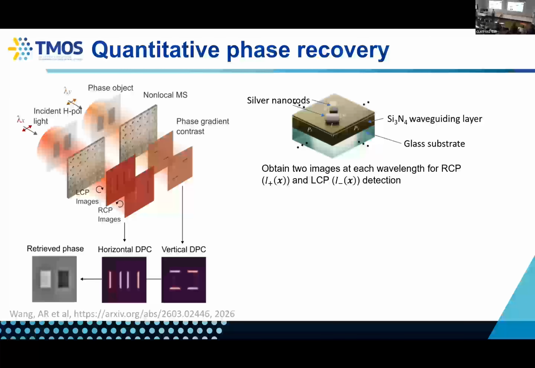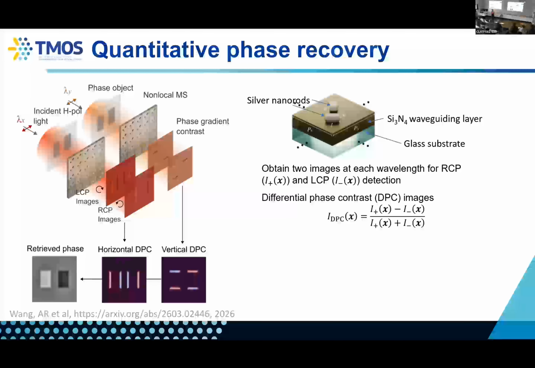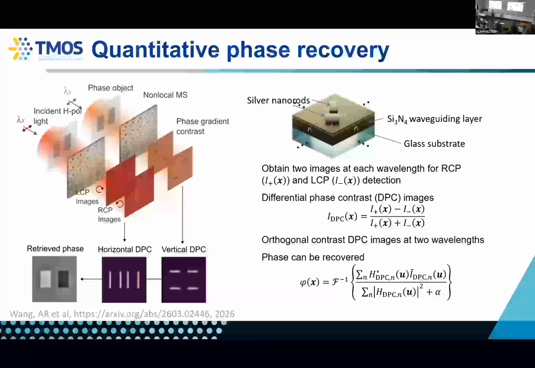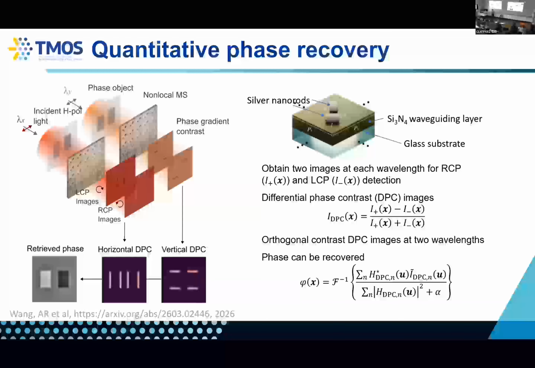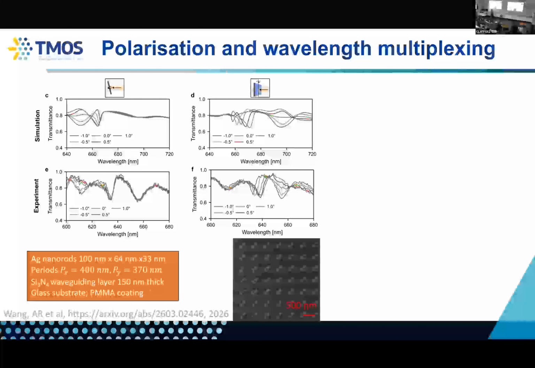We're using a quarter wave plate and a polarization sensitive camera. So those two images at each wavelength are obtained simultaneously with a single image, so single shot. We can construct at each wavelength these differential phase contrast images. We take the Fourier transform, and with knowledge of the transfer function, we are able to recover the phase using this simple expression here and the introduction of a regularization parameter.